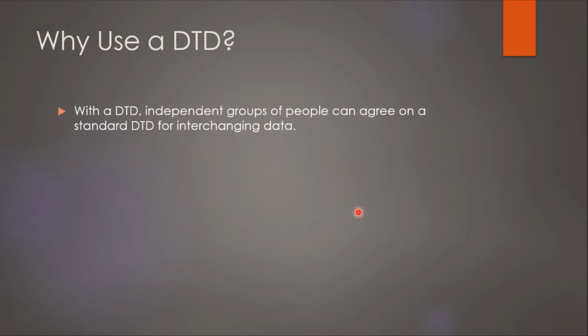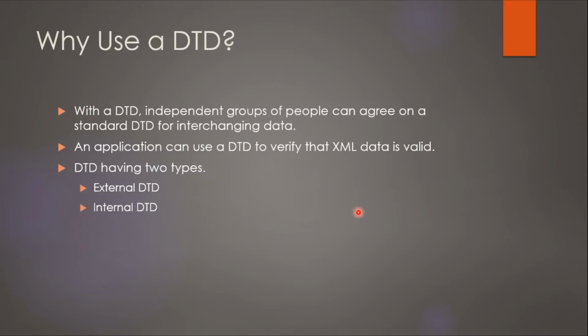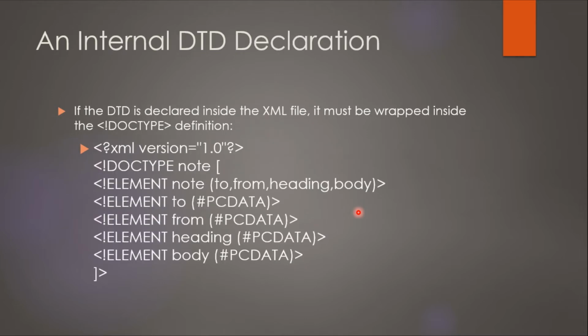Why are we using DTD? With a DTD, independent groups of people can agree on a standard DTD for interchanging data. An application uses a DTD to verify whether XML data is valid or not. The DTD has two types. The first one is an external DTD and the second one is an internal DTD. This is the structure of the internal DTD declarations.